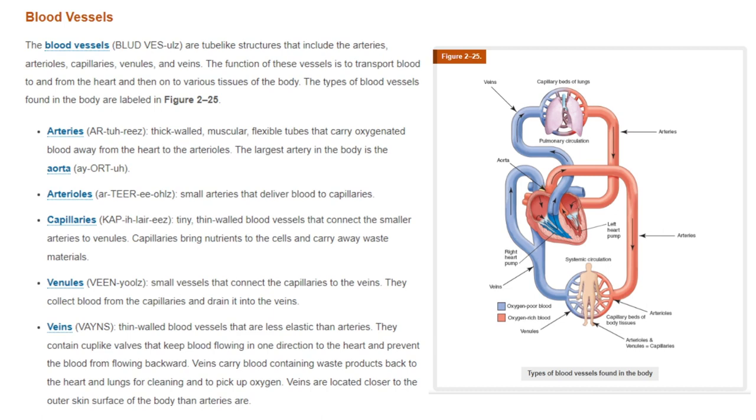Capillaries: tiny, thin-walled blood vessels that connect the smaller arteries to venules. Capillaries bring nutrients to the cells and carry away waste materials. Venules: small vessels that connect the capillaries to the veins. They collect blood from the capillaries and drain it into the veins. Veins: thin-walled blood vessels that are less elastic than arteries. They contain cup-like valves that keep blood flowing in one direction to the heart and prevent the blood from flowing backward. Veins carry blood containing waste products back to the heart and lungs for cleaning and to pick up oxygen. Veins are located closer to the outer skin surface of the body than arteries are.